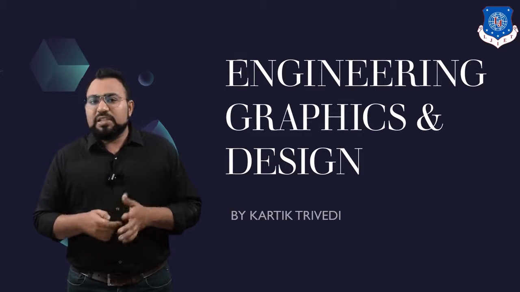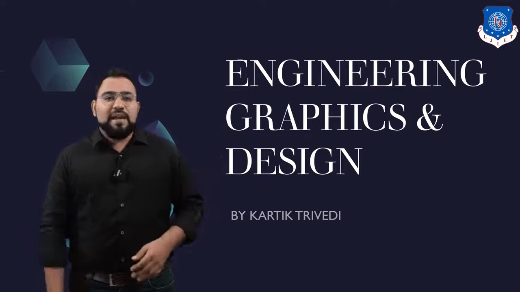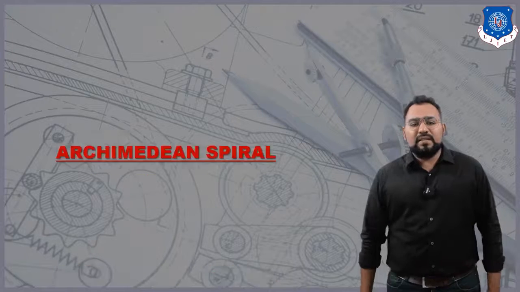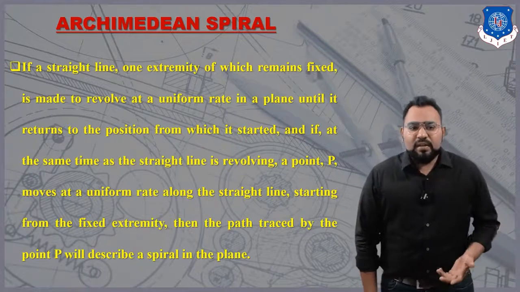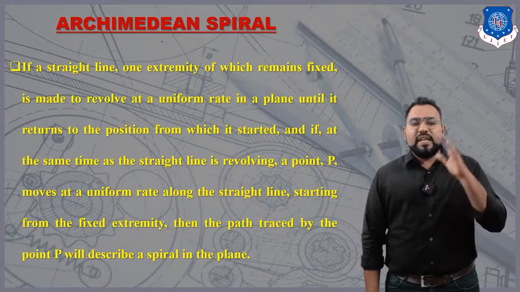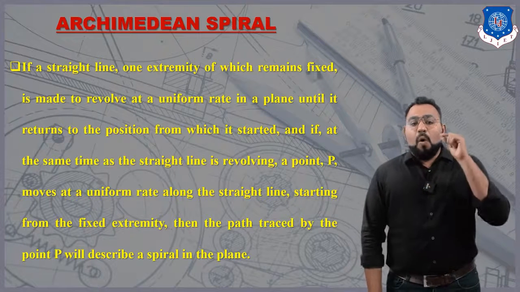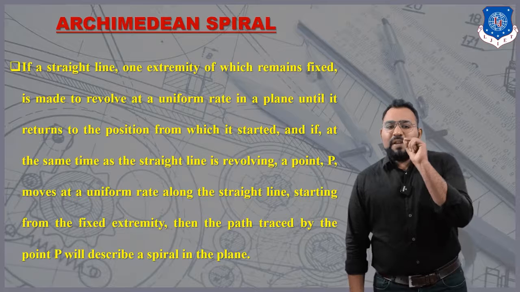So in today's video lecture, we're gonna see Archimedean spiral. So let us define what is Archimedean spiral. First we will see the definition on your screen. So the definition is, if a straight line, one extremity of which remain fixed.